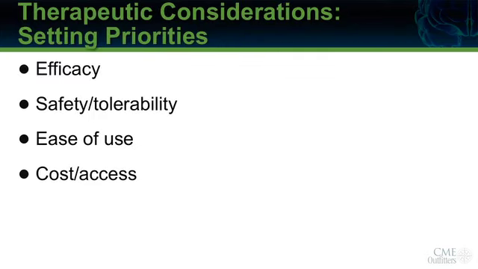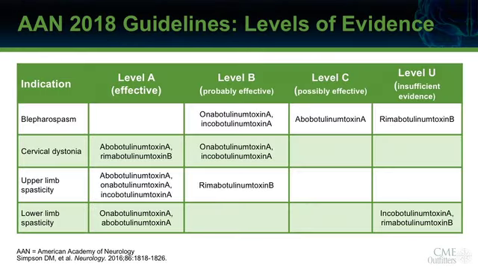Now, when we're setting priorities for use of these therapies, we consider efficacy, safety, ease of use, cost, and access. In the American Academy of Neurology, we performed evidence-based reviews of the best literature available for the various formulations of botulinum toxin, at least in the US FDA, and came up with levels of effectiveness from A being most effective, C possibly, and even U with insufficient evidence.